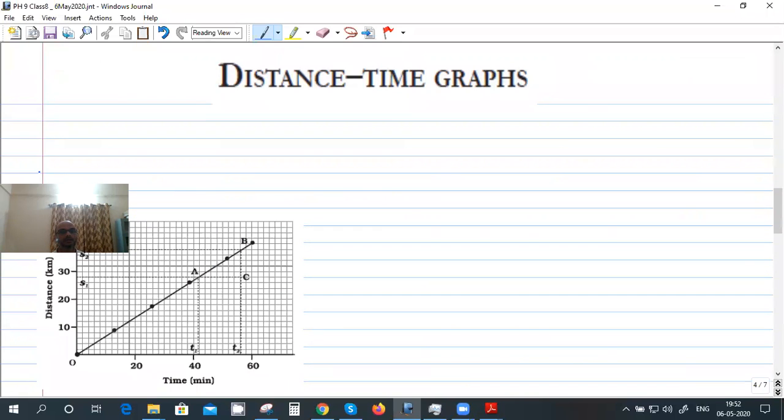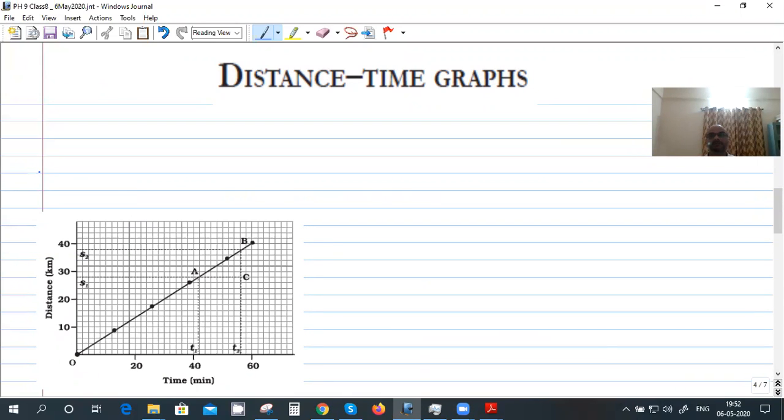Okay, now you know how to plot the distance versus time graph. See, we have these equations of motion, right? I'll write it here. V equal to U plus AT. And what is the second equation? I don't really know the second. S is equal to something A T square or something. Or is that the third equation? Oh, never mind. It's the second equation only.